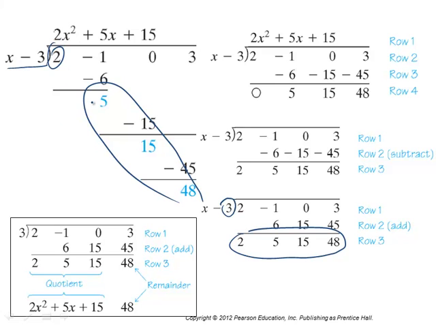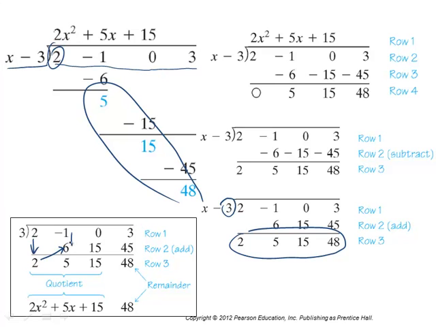If you're dividing by x minus 3, then you put a 3 right out front. And you put the coefficients of all your dividend terms right under the division symbol: the 2, the negative 1, the 0, and the 3. This means 2x cubed minus x squared plus 0x plus 3. What you do is bring down the 2, the leading coefficient for the dividend. Then you multiply 3 times 2 to get 6.